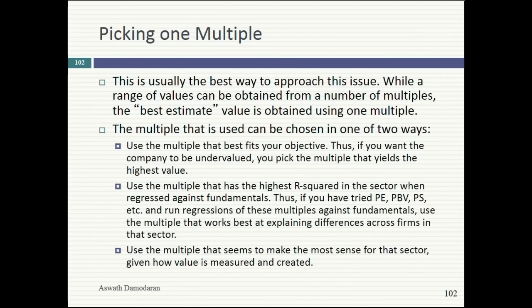And when you think about picking that one multiple, the cynical answer is pick the multiple that makes your story the easiest one to tell. But if you don't want to be a cynic and you want to be a quant person, you can pick the multiple that you can best explain. So if you've been running regressions across eight different multiples, pick the one which has the highest R squared. But if you feel that's too mechanical, pick the multiple that makes the most sense for the company that you're pricing. So how would I know what that is?